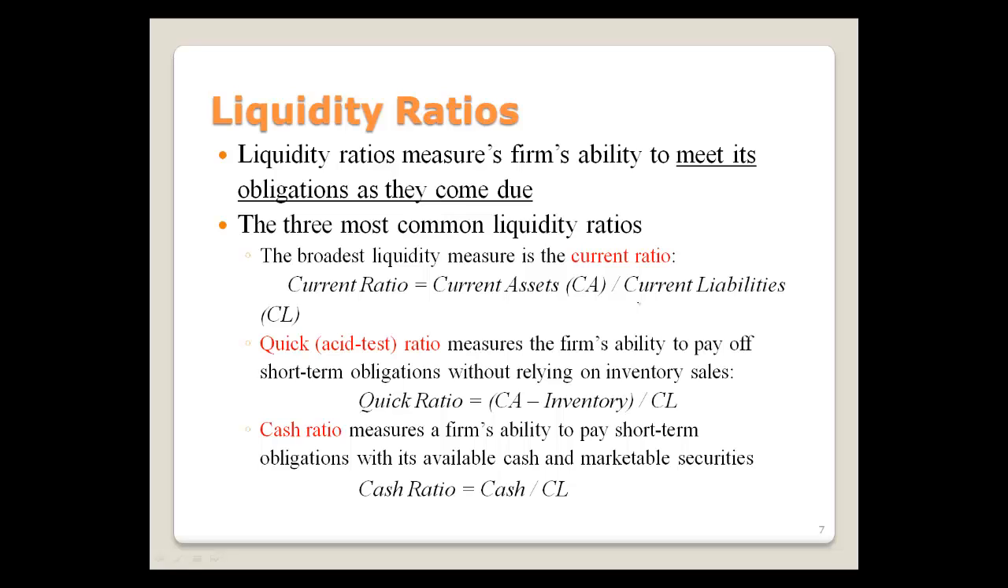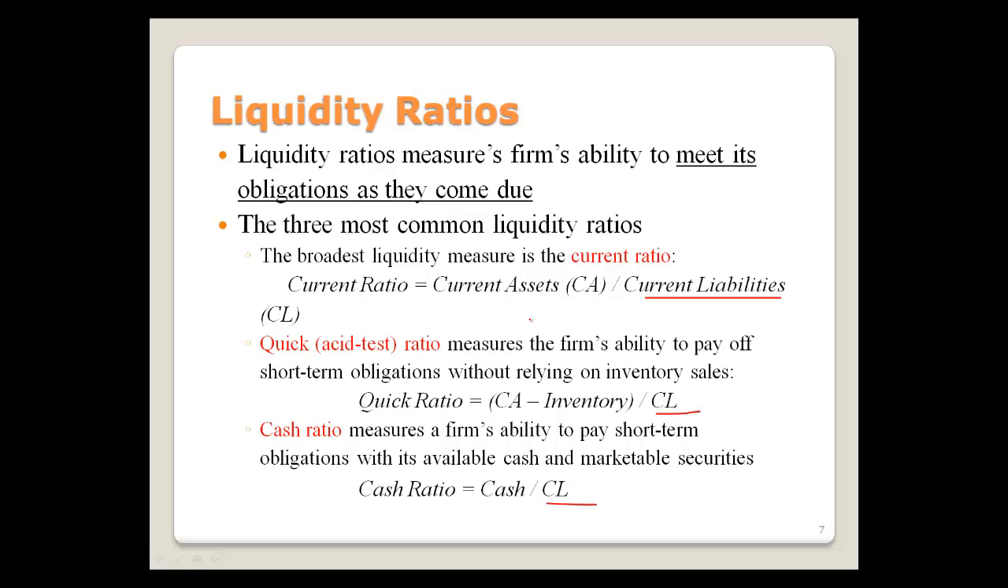Liquidity ratios measure a company's ability to meet its obligations, or say pay for its obligations as they come due. So the 3 most common liquidity ratios include current ratio, quick ratio, and cash ratio. If you look at the formula of these 3 ratios, you understand they actually share a same denominator, which is current liabilities. So again, this is consistent with the definition of liquidity ratios, which is about the concern of the company to pay off its current liabilities.